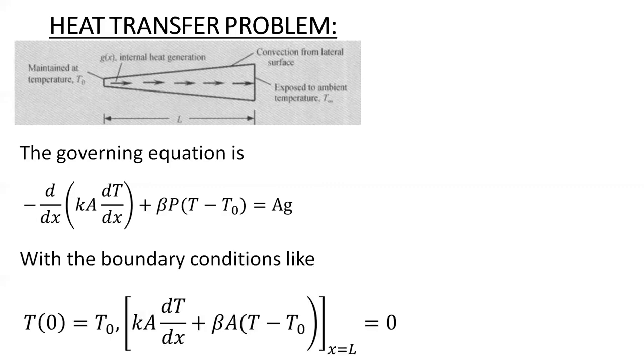In this case, the boundary condition is temperature T at x equal to 0 is equal to T0. This is a boundary condition which is applied at the left end of the fin. At the right end, we are applying a boundary condition of conservation of heat. The total amount of heat interaction because of conduction is equal to heat loss because of convection. So the summation of these two terms at x equal to L is equal to 0. x equal to L is the right end of the fin.